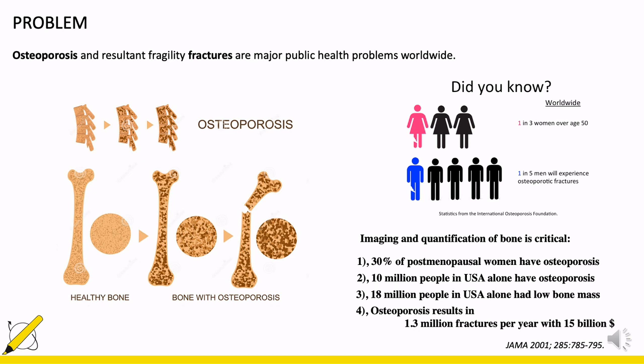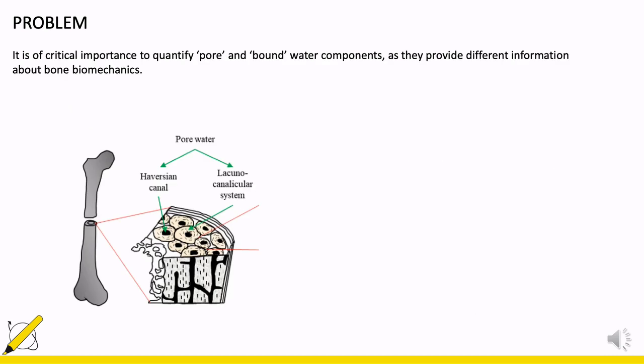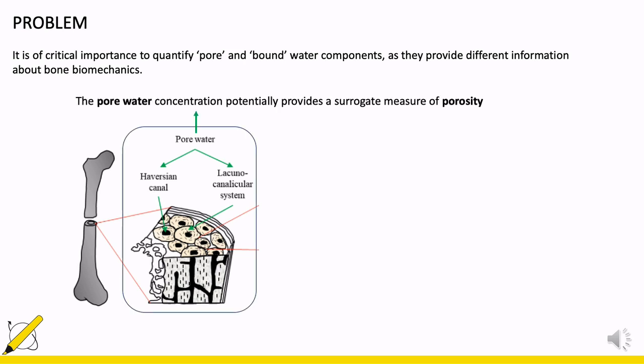So, imaging and quantification of bone is of critical importance. For MRI, water tells stories. It is of critical importance to quantify pore and bone water components, as they provide different information about bone biomechanics. When we look into the bone microstructure, water that exists in the Haversian canal and lacuna-canalicular system is called pore water. The concentration of pore water could provide a surrogate measure of porosity.